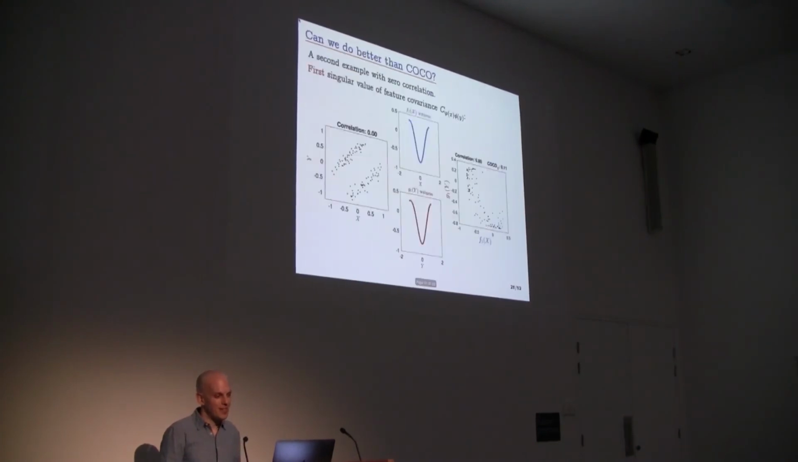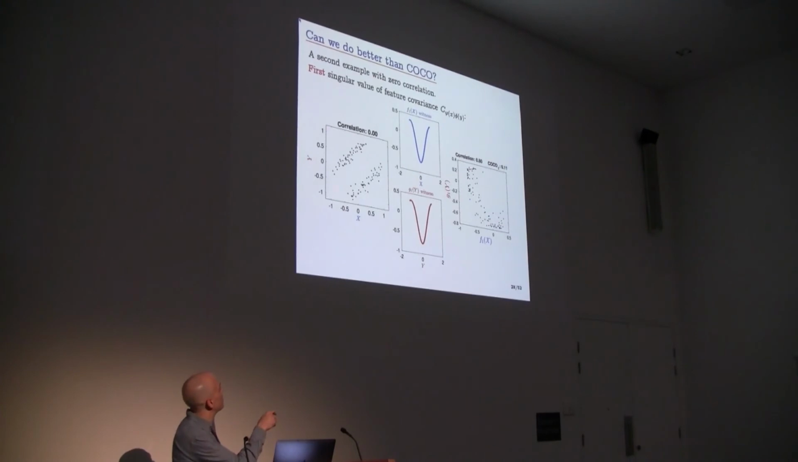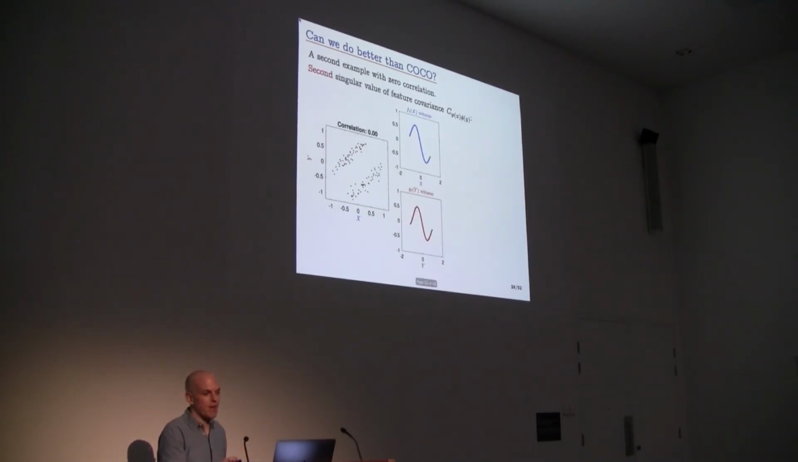All right, so can we do better? Here is our constraint covariance for a simple example where there's no linear correlation. This is what we got when we used the largest singular value of the covariance between the features. What if we use the next highest singular value?